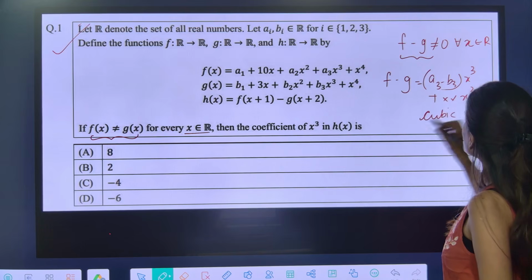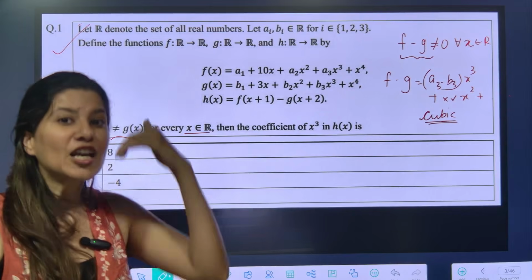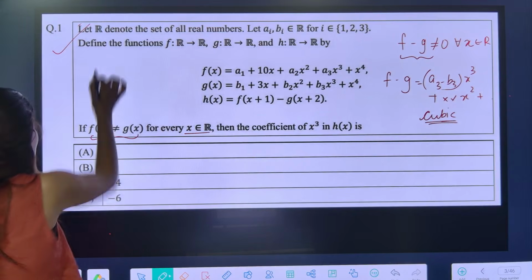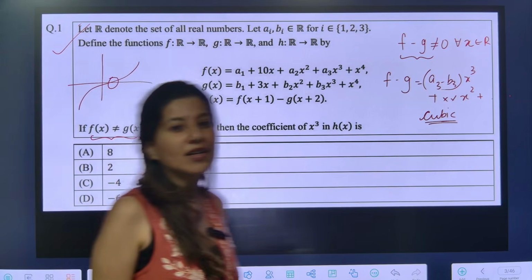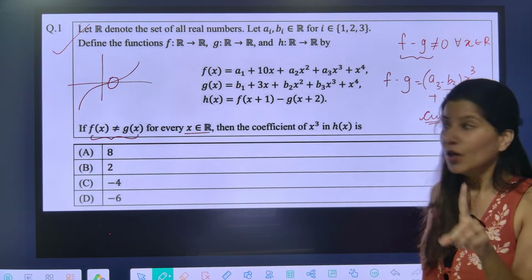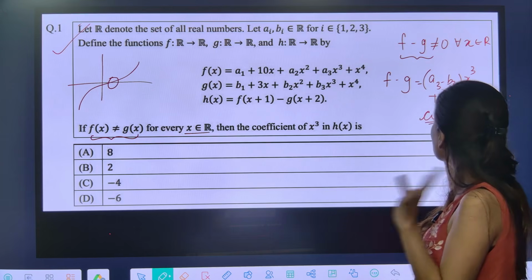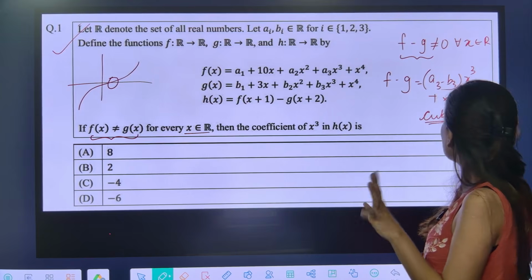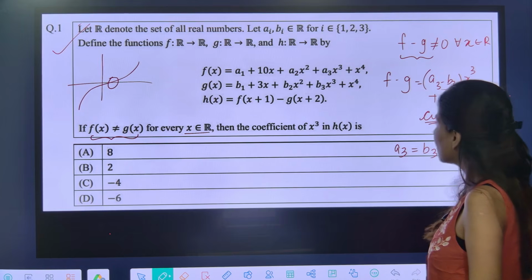Now you want this cubic equation to not have any root, which cannot be possible. Every cubic equation will have at least one root. This is how the graph looks. A cubic equation will have at least one real root. Okay, it can be 2, it can be 3, but basic first. So that means this should not be cubic. And if this should not be cubic, that means a3 should be equal to b3, which is equal to k.